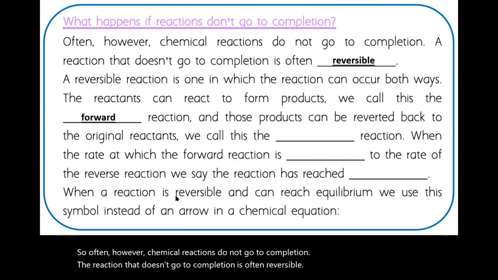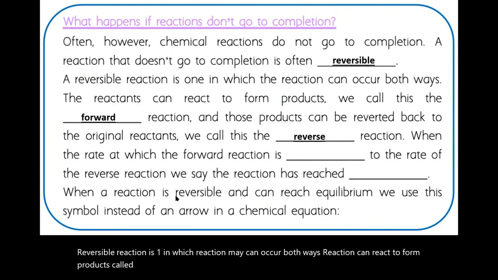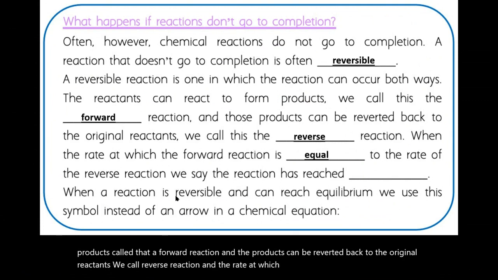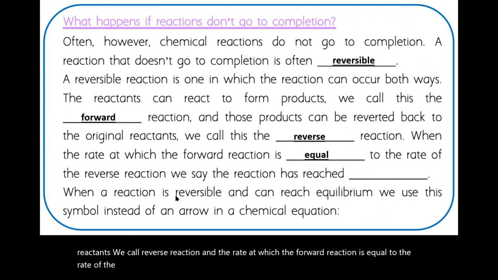A reversible reaction is one in which the reaction can occur both ways. The reactants can react to form products, which we call the forward reaction, and the products can revert back to the original reactants, which we call the reverse reaction. When the rate of the forward reaction is equal to the rate of the reverse reaction, we call the reaction at equilibrium.